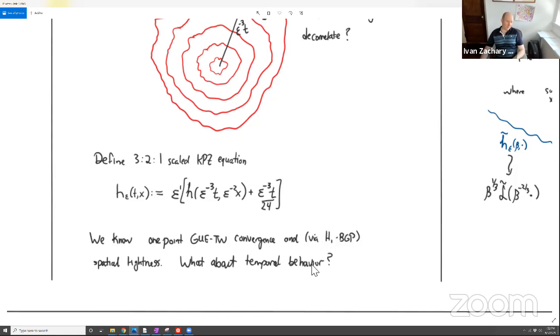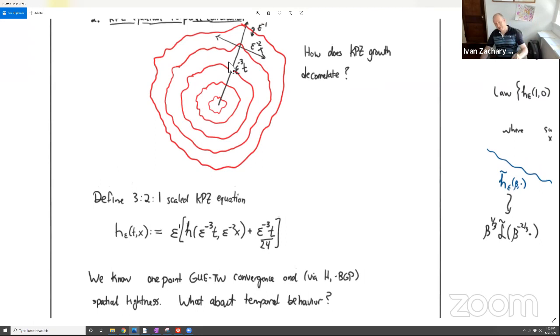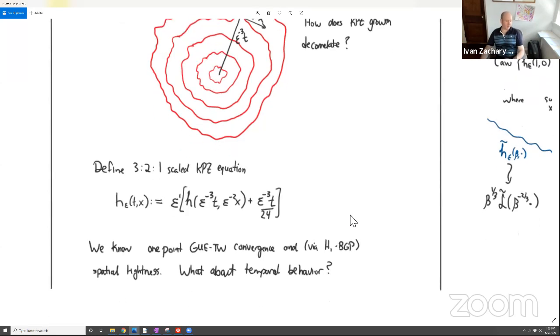But what I want to talk about is the temporal behavior. What if I look at the correlation at two different times, let's say along such a ray? How does it behave? What happens when the times are close together, and what happens as the times spread apart? This is something that people actually study in experiments, and they observe certain scaling exponents, and the question is whether those conform with what the theory is predicting. So I want to give you that.